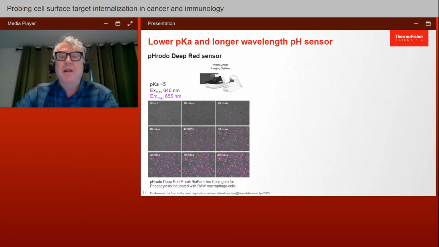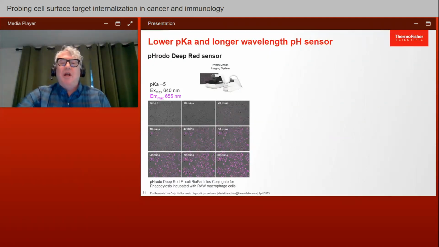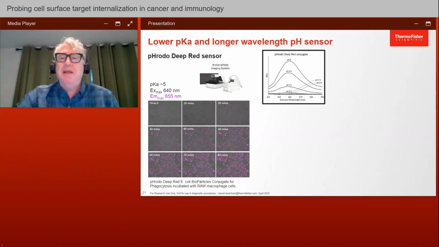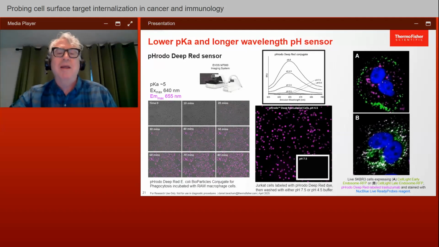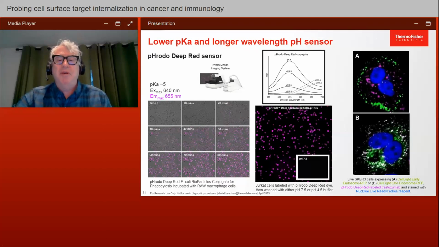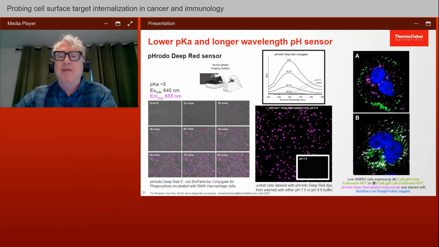So I'm going to just show a couple more examples now from that new long wave Cy5 pH dye, Frodo Deep Red. And as I mentioned before, phagocytosis examples here are actually relatively fast events compared to the uptake and trafficking of some of the antibody-drug conjugates we've modeled here. But this is on the order of an hour, tens of minutes, that the signal is appearing, reflecting the rate of the accumulation in those acidic compartments of the phagosome.